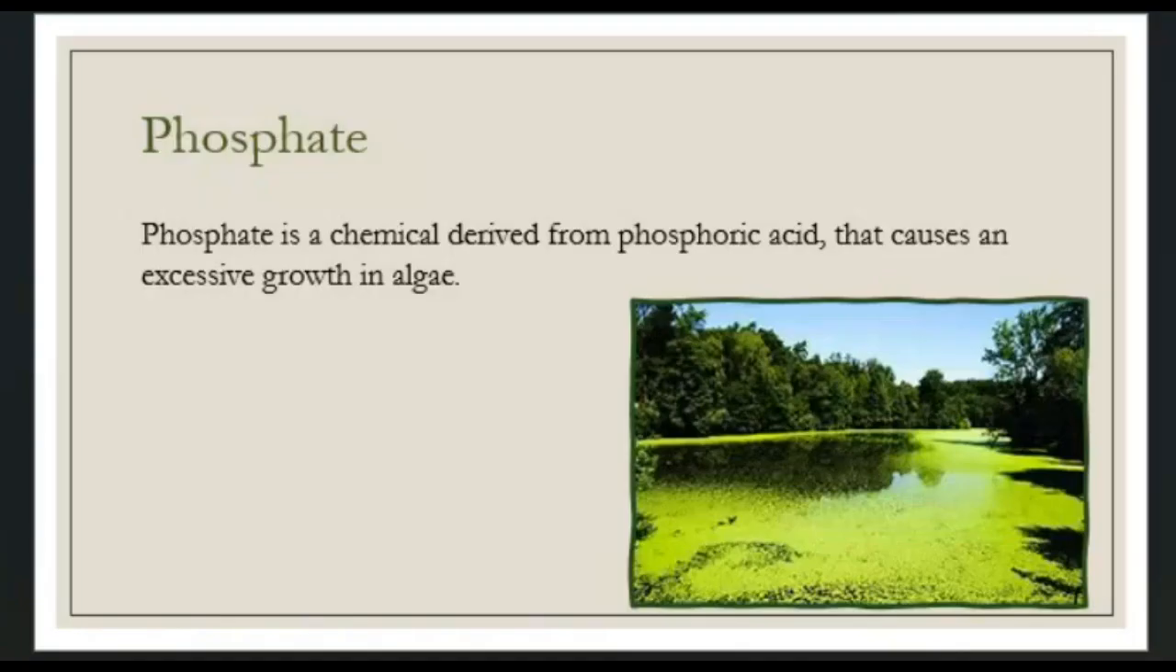Phosphate is a chemical derived from phosphoric acid that causes an excessive amount of growth in algae. Phosphate is the main pollutant for water pollution. It enters waters through discharge from sewage, such as runoff from farms. This causes eutrophication, increasing algae and decreasing the oxygen in the water for other organisms, which throws off the aquatic ecosystem.